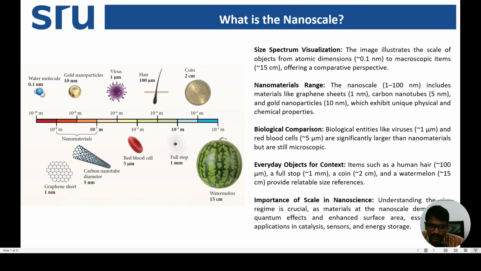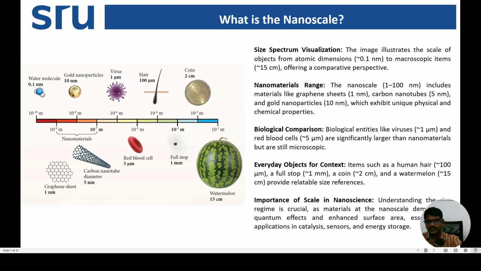biological comparison. The biological comparison means this is virus, red blood cells, this is micro size. You can see biological entities like viruses at 1 micrometer, and also red blood cells at 5 micrometers are significantly larger than nanomaterials. So these micro size, this virus and the red blood cells, are larger than nanomaterials.